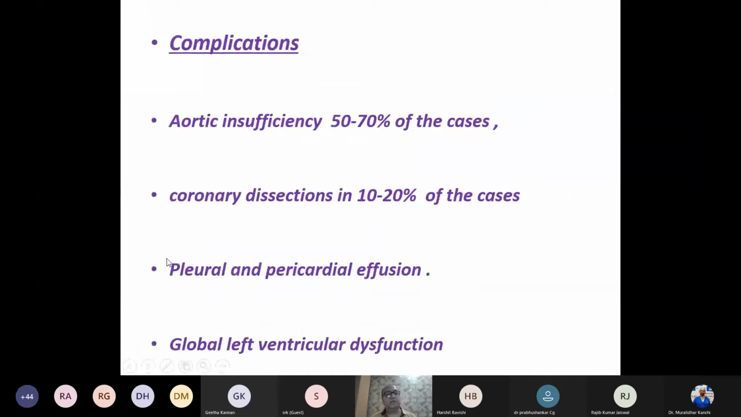Now, if you look at the complications of dissection, it can lead to aortic insufficiency in about 50 to 70% of cases. Coronary dissections, like I said, occur in 10 to 20% of cases. They can have pleural or pericardial effusion. An important point to be noted here is, if there is a pericardial effusion, you can definitely categorize that patient as a type A dissection, and if there is a pleural effusion, you can categorize it as a type B dissection. And of course, because of the involvement of the coronaries, they can have global left ventricular dysfunction.